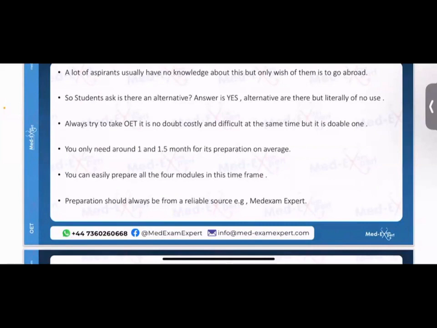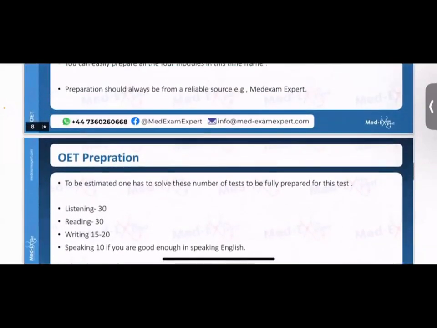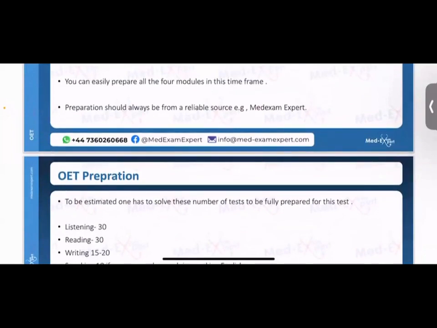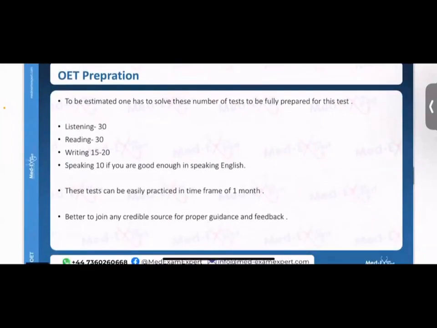And let's talk about the preparation source. Preparation should always be from a reliable and credible source. And of course, Med Exam Expert is the best choice for this. I will also share our schedule and all the things in detail right after the end of the webinar, so it would be easy for you to understand how we work and how we get very good results for our students.